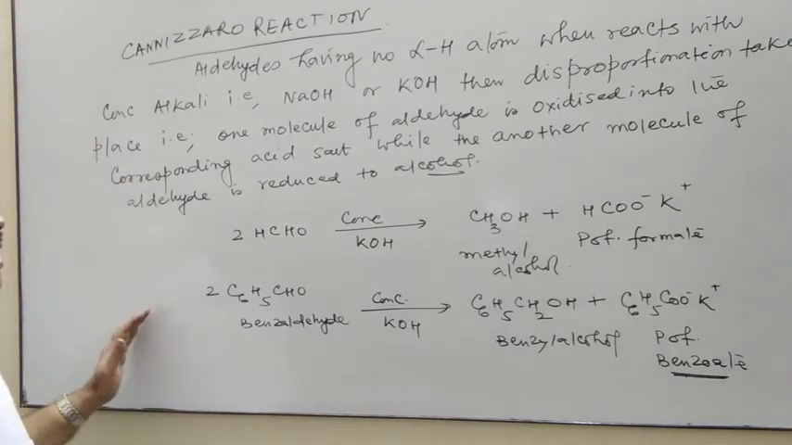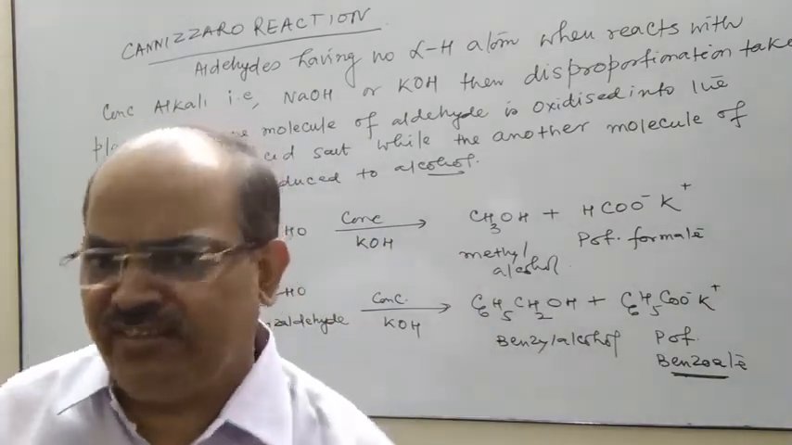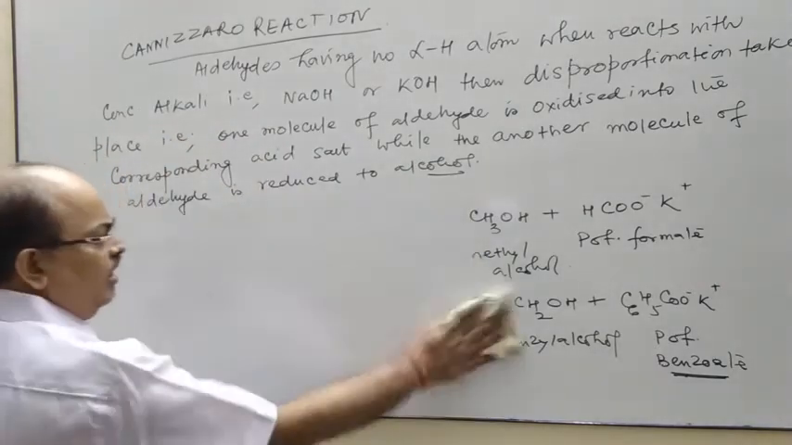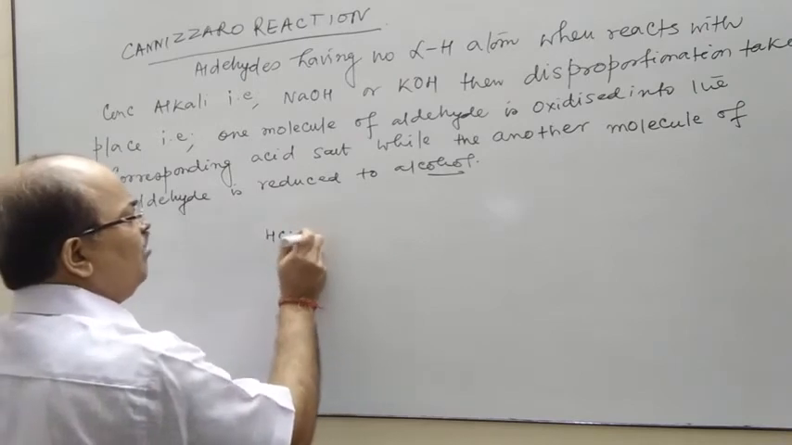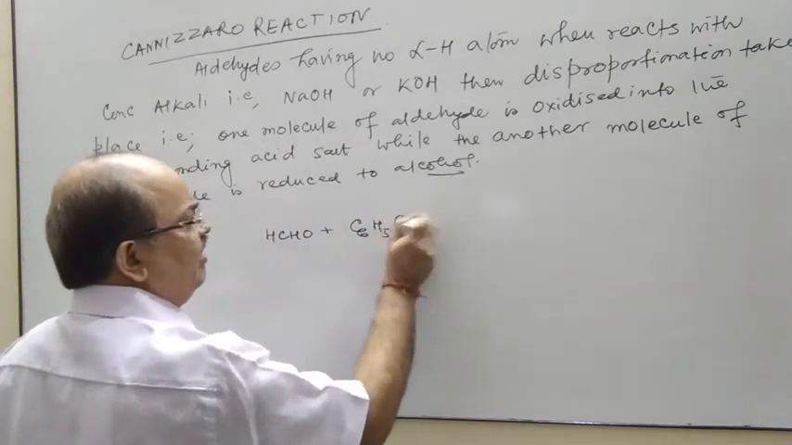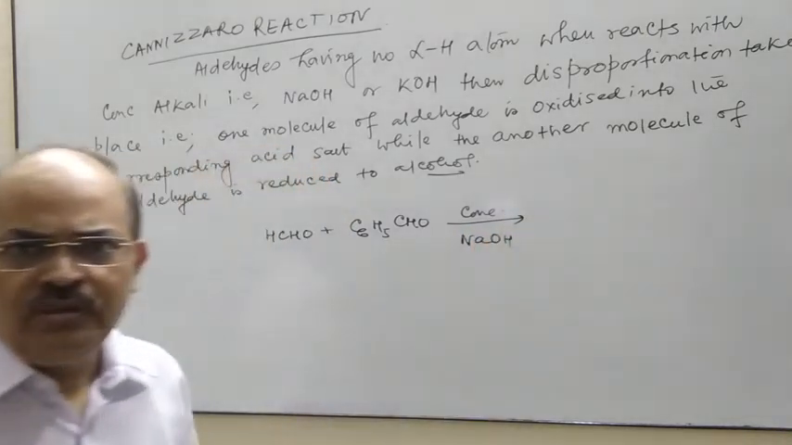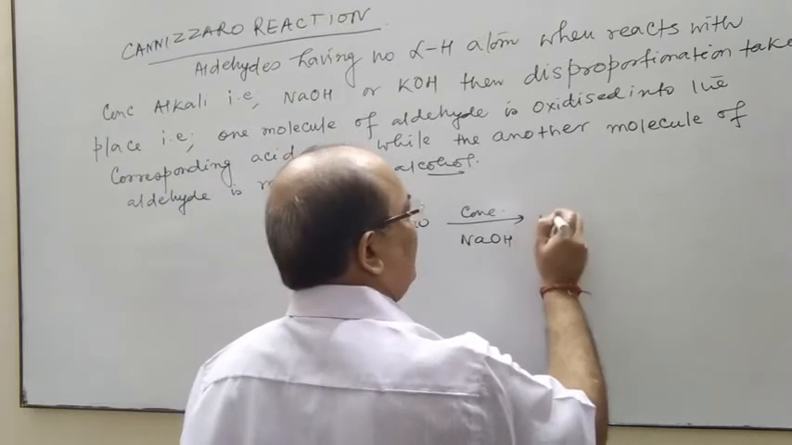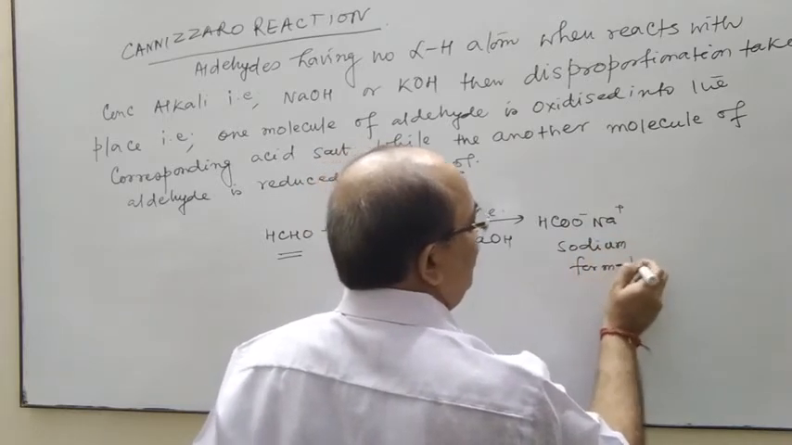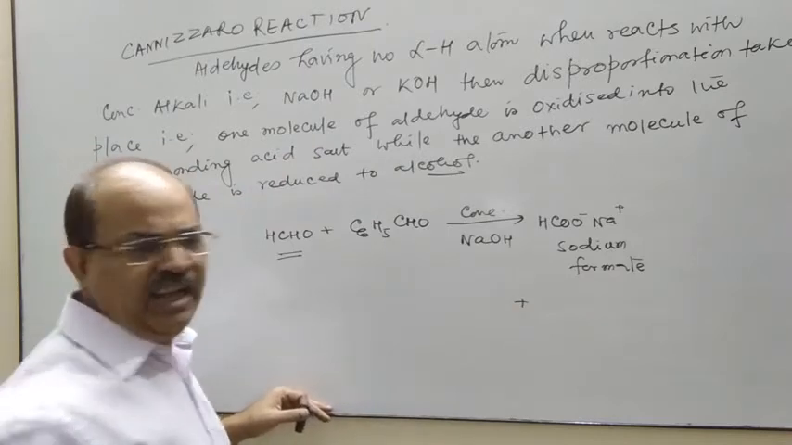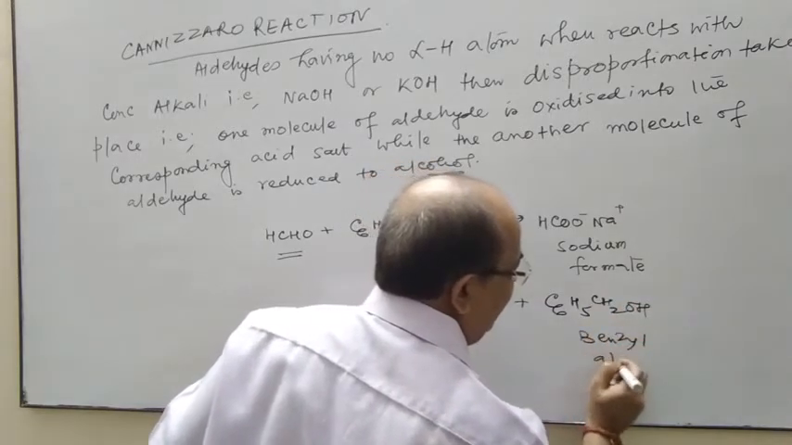Now, similar to aldol, there may be a crossed Cannizzaro. What is the meaning of crossed Cannizzaro? Crossed Cannizzaro means if we use formaldehyde and benzaldehyde, and then treat it with concentrated, say, NaOH, then what happens? The formaldehyde is oxidized to give sodium formate, while the benzaldehyde is reduced to benzyl alcohol.